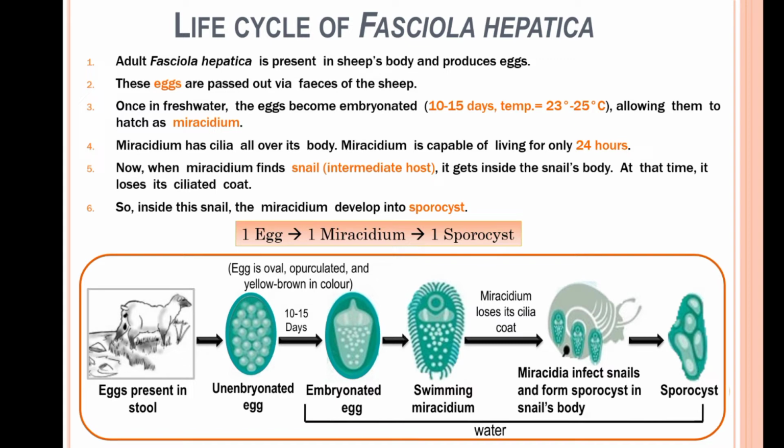If miracidia finds snail within 24 hours, it gets inside the snail body, and if it is unable to find snail's body, it dies. When miracidia contacts the snail, there is no use of cilia further, so it loses its ciliated coat. Now, inside the snail, the miracidium develops into sporocyst. Till now, we saw that one egg produces one miracidium and one miracidium produces one sporocyst.